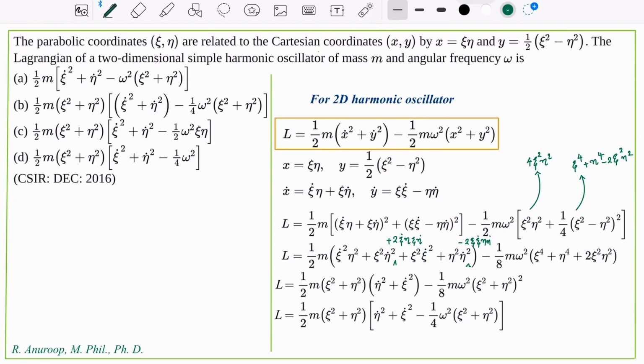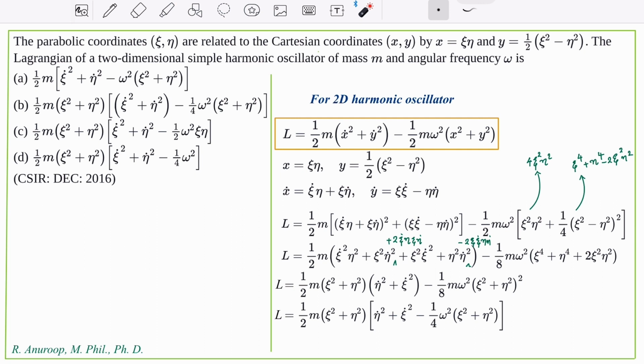Problem 208, Classical Mechanics. The question is: the parabolic coordinates psi, eta are related to the Cartesian coordinates x, y by x is equal to psi eta and y is equal to 1 by 2 (psi square minus eta square). The Lagrangian of a two-dimensional simple harmonic oscillator of mass m and angular frequency omega is.